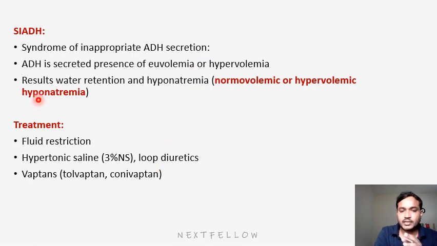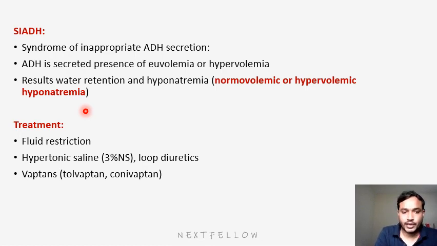What will happen? Obviously there will be more water retention, and sodium will not be absorbed, so it will end up in hyponatremia: normovolemic or hypervolemic hyponatremia. That means the volume will be normal or increased, combined with low sodium. This is an MCQ; they may ask normovolemic or hypervolemic hyponatremia versus hypovolemic hypernatremia. There will be more water but less sodium, so the patient will have low sodium levels but increased water level.